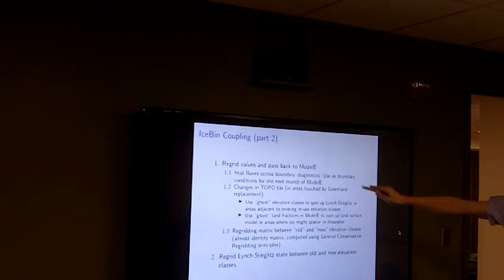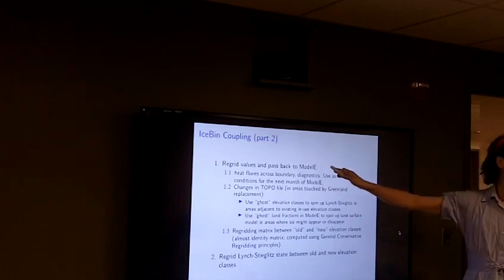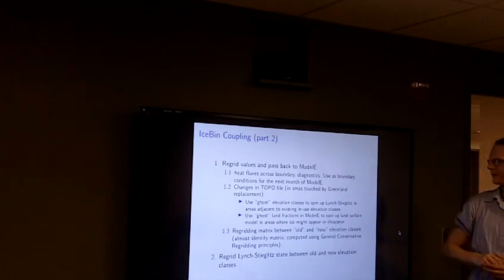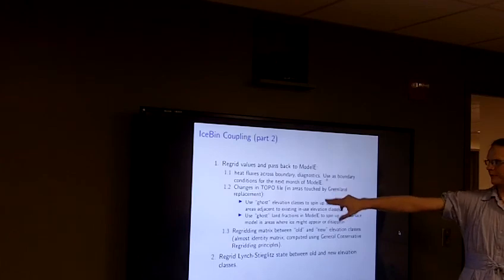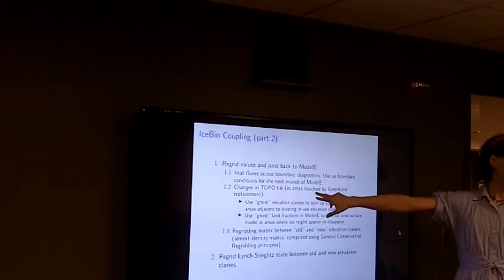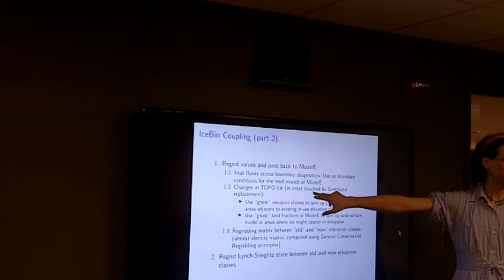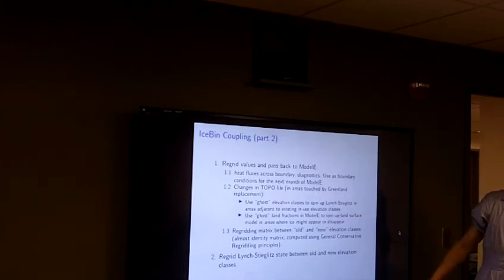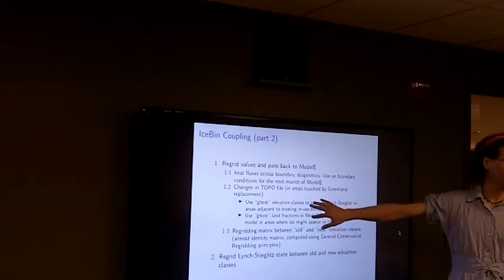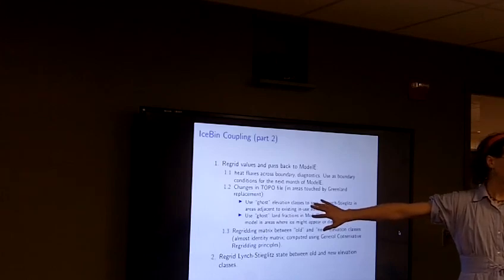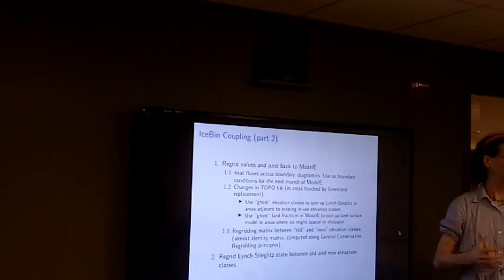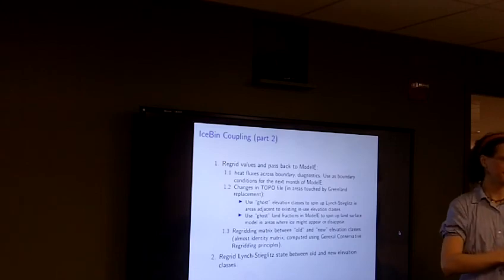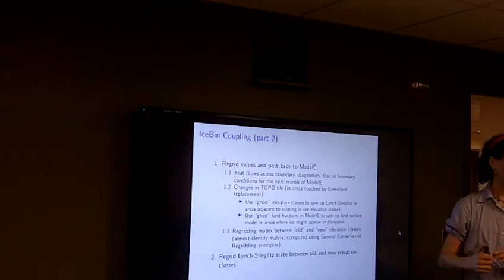And then we take all that stuff and we regrid it, all those fluxes and everything, we regrid them all, pass back to ModelE. So we pass back the regridded fluxes, we pass back the changes in our topo file, but ModelE actually changes its own topo file elsewhere, so we're not going to touch that. We're only going to touch parts near Greenland. And we also have ghost grid cells that we use in case the ice sheet moves into them or out of them.